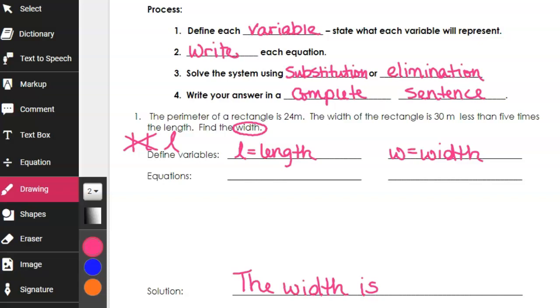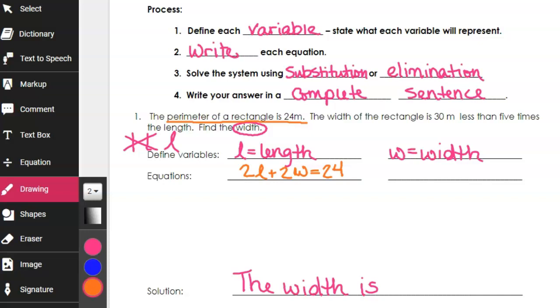So the equations come from the information in the first two sentences. The first sentence says that the perimeter of a rectangle is 24 meters. Well, in order to find perimeter, you add up 2 of the lengths and 2 of the widths, because a rectangle has 2 lengths and 2 widths. So 2 lengths plus 2 widths equals the perimeter, which is 24 meters.